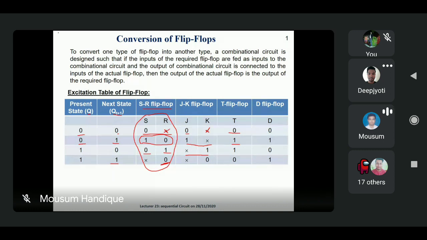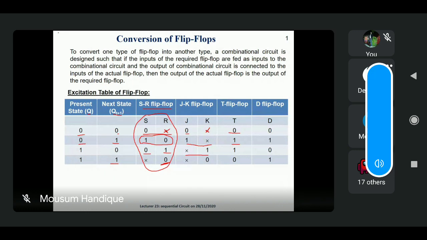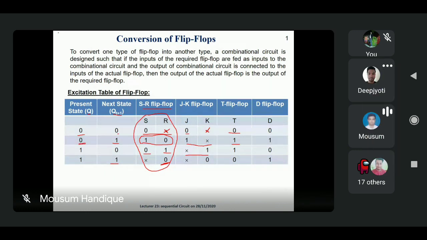And I have already discussed why the R value is 0 one time and 1 one time when we were discussing the SR flip-flop. In the same way, when the present state is 0 and the next state is 1, what happens? S equals 1 and R equals 0.